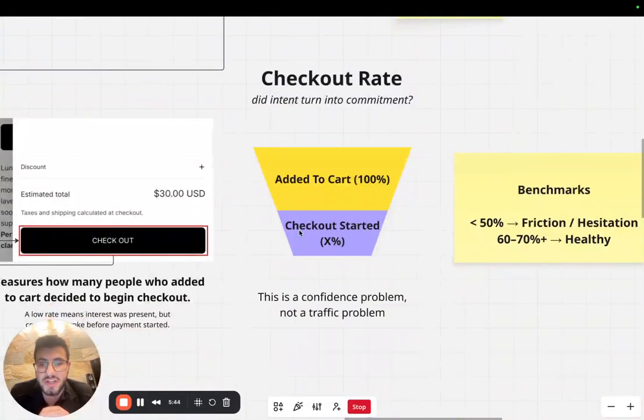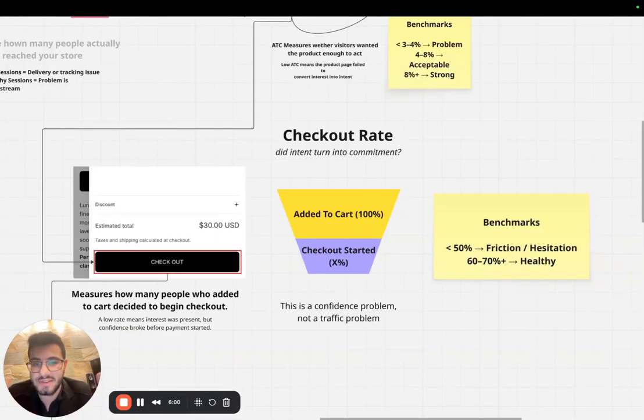Next, our checkout rate. After that lead decided that they are interested, they picked a couple of our products. Now it's time to check out. This rate measures how many people who added to cart decide to begin checkout. Low rate means interest was present, but confidence broke down before the payment actually started. So roughly the signals are if you have below 50% checkout rate, there is a friction or hesitation problem in the cart page. And if it's around 60 to 70%, that's generally healthy.